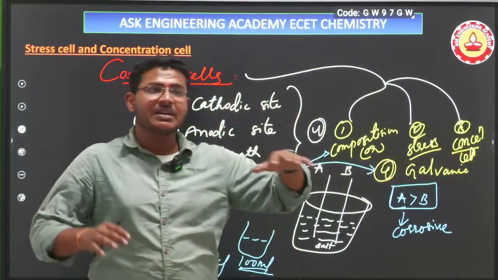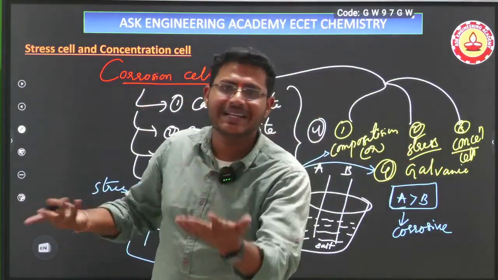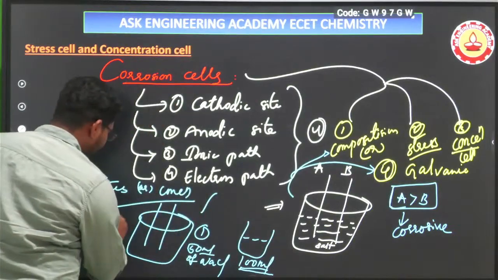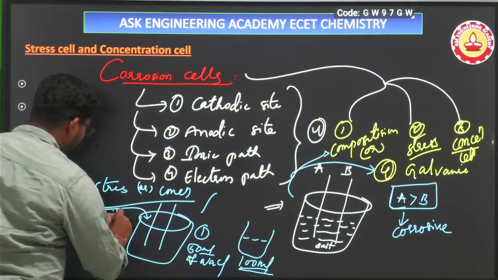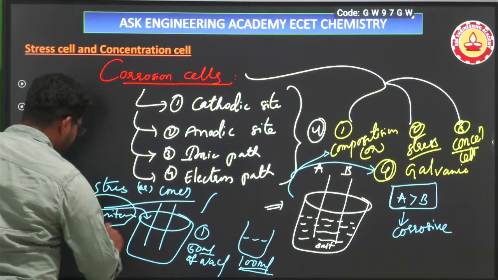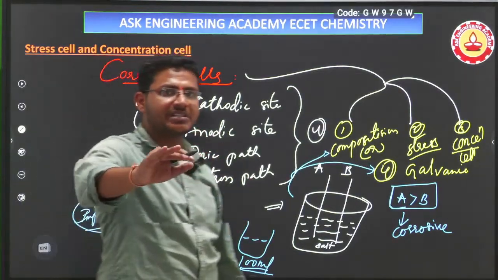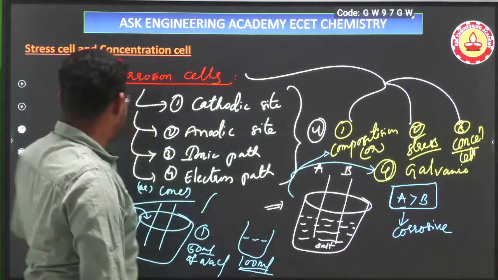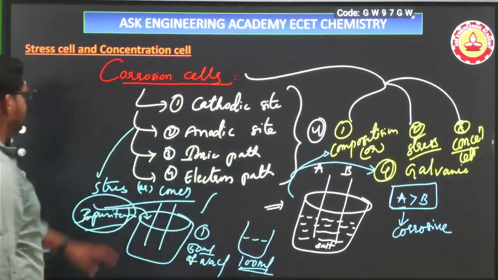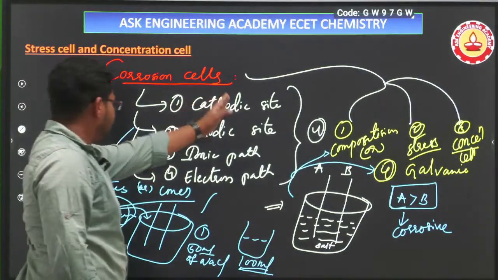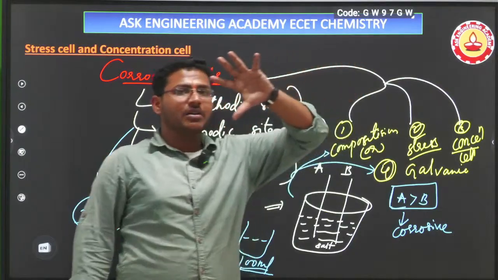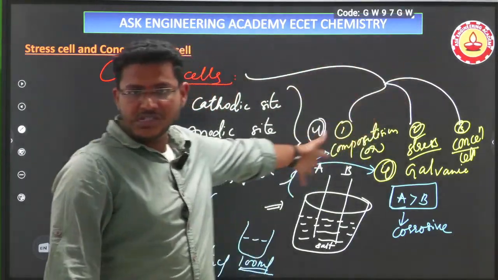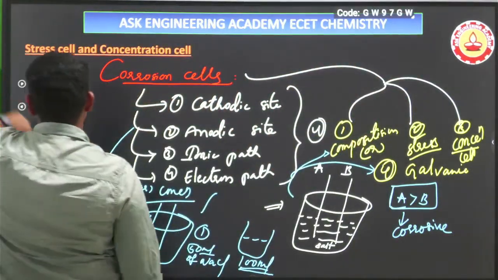Stress cell in the sense, some kind of impurities are added to create stress. To this beaker, some kind of impurities will be added, in order to get stress. So if stress is added to the concentration cell, then that is called a stress cell. So this is all about corrosion cells. These are the three important cells under corrosion cells. So this is all about corrosion cells.